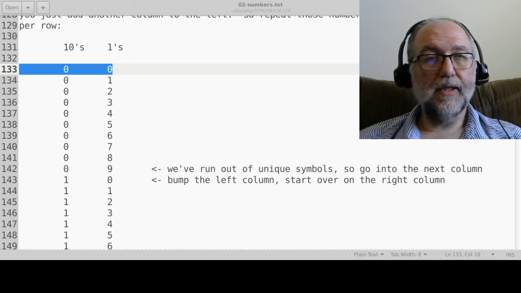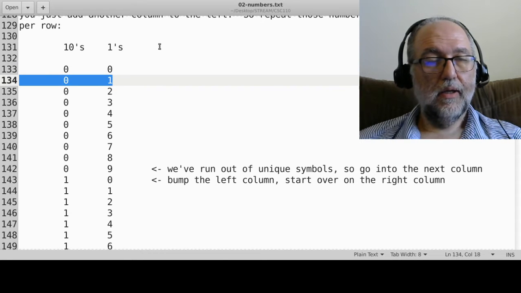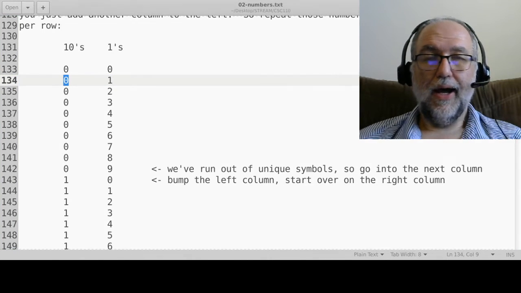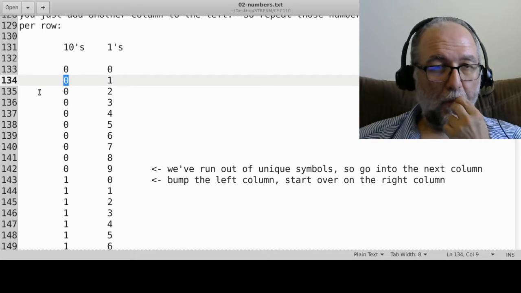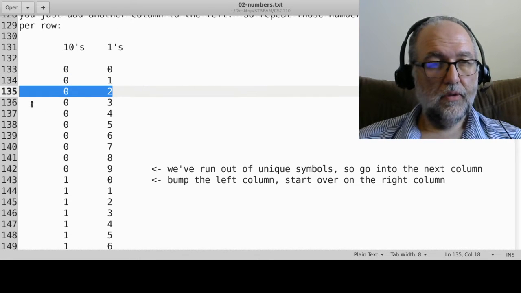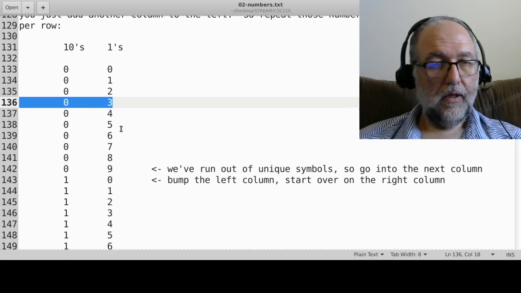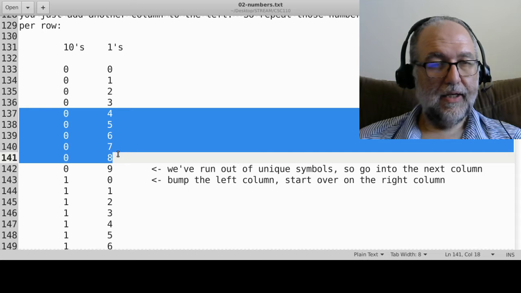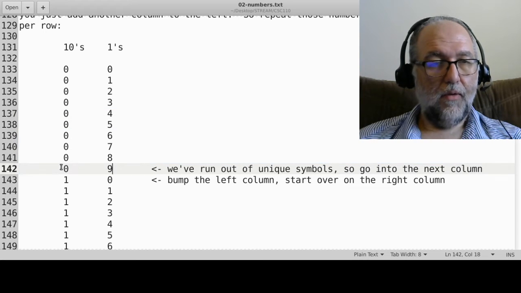So this is 0. What's the next number? The next number is 1. And again, that 0 to the left here, you could drop it, and I did above. And now you have 2, 3, 4, 5, 6, 7, 8, 9. All right, so now we're at 9.